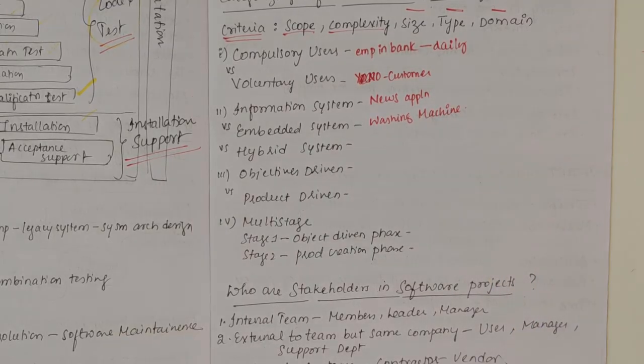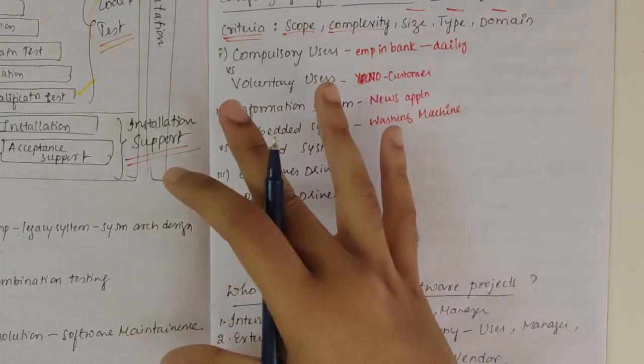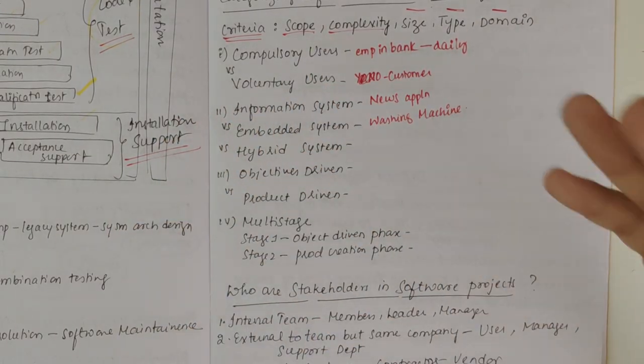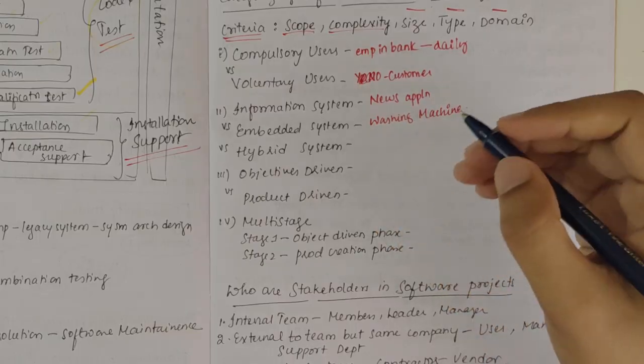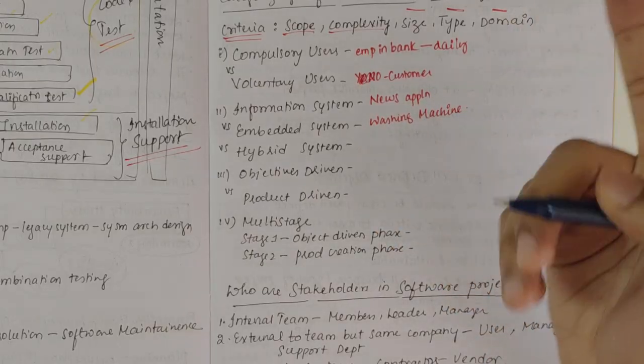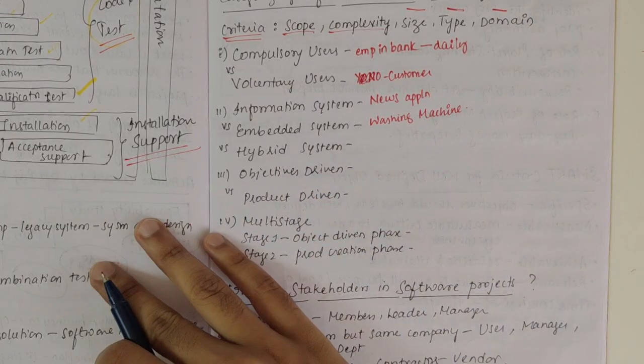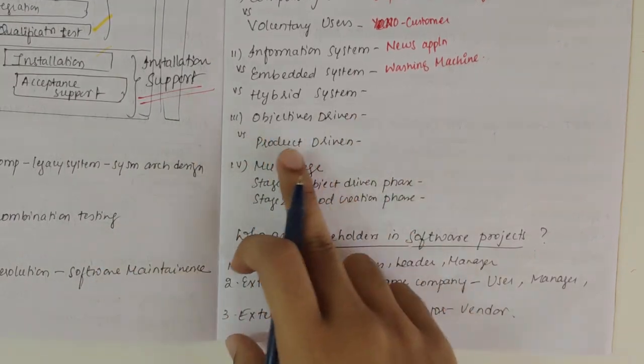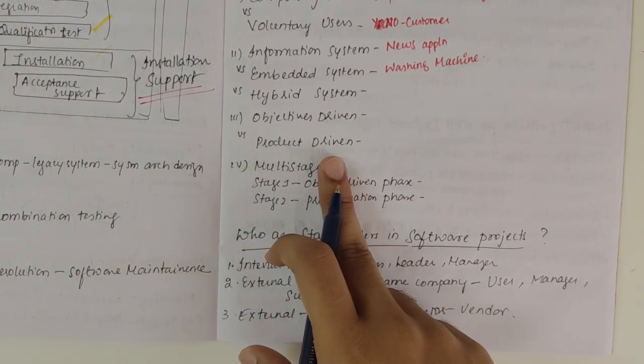So while developing a washing machine, it is again a software project only. We are combining the hardware part and the software part. Then we have hybrid. Hybrid is a combination of both software and hardware. Then we have objectives driven and product driven.